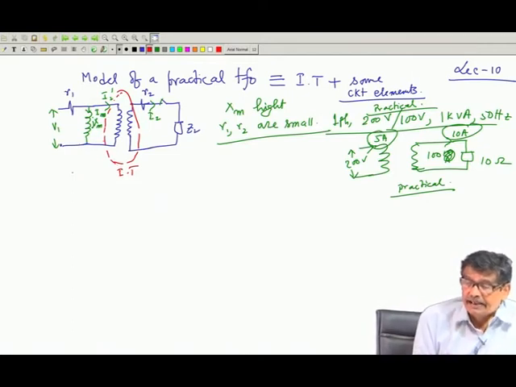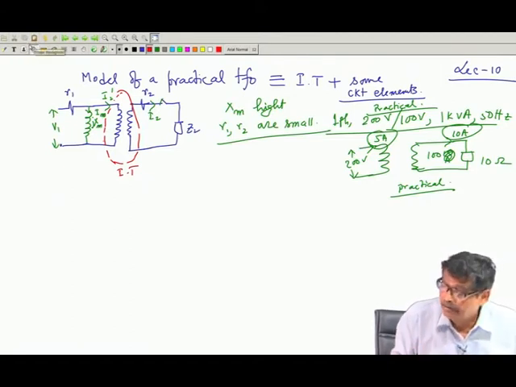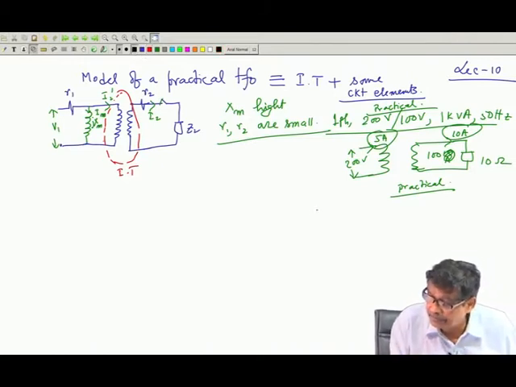Next thing is, I have assumed in the transformer that all the fluxes are leakage-free. For example, consider the core of the transformer.